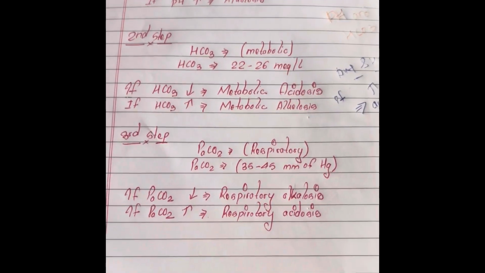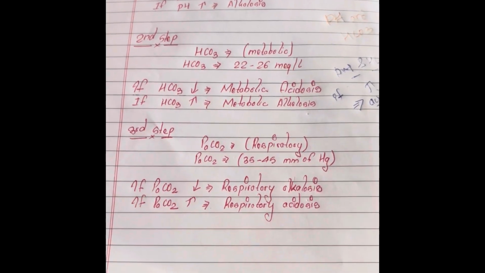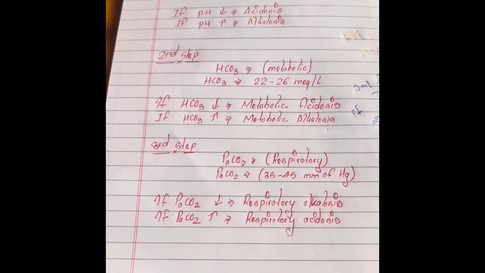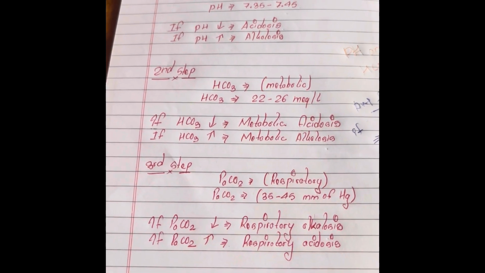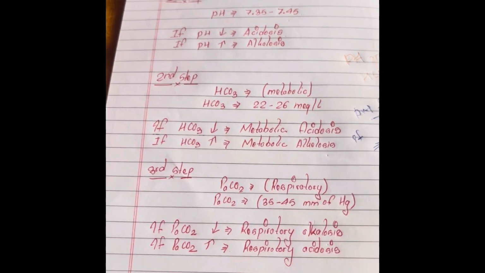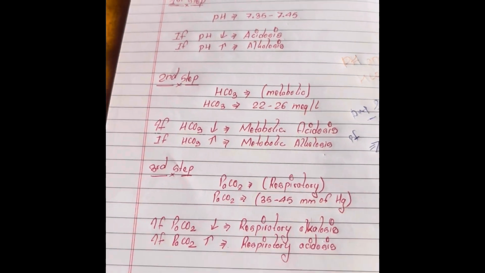Hello everyone, today we will be learning about ABG interpretation. There are a total of 4 steps of ABG interpretation. The ABG means the arterial blood gas analysis. Let's go with the first step.